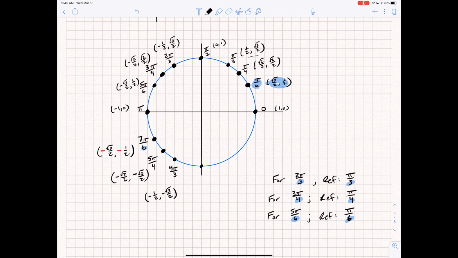All right, my next spot is 3 pi over 2. This is 1.5 pi. And my ordered pair is 0, negative 1. Because I'm traveling straight down, I'm not moving left or right, so in the coordinate system, my x must be 0. My y has to be negative 1.